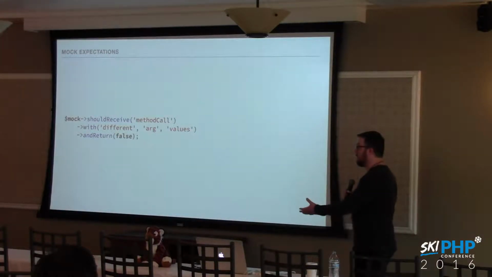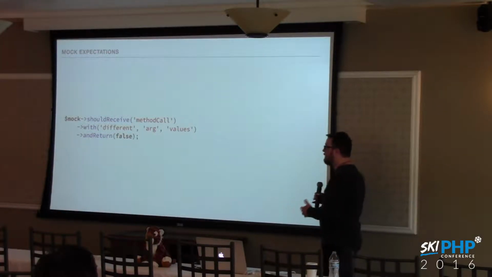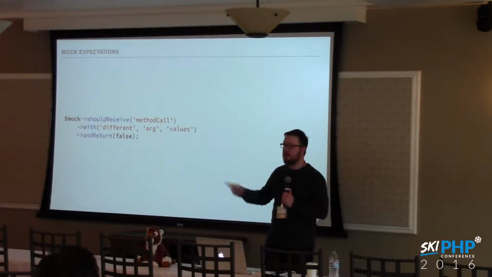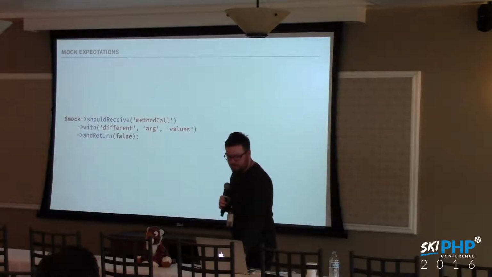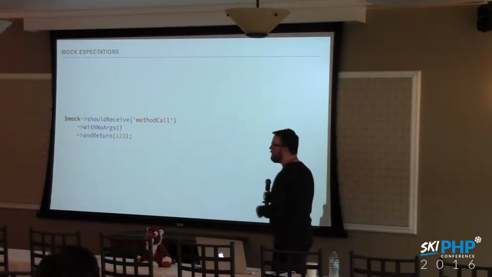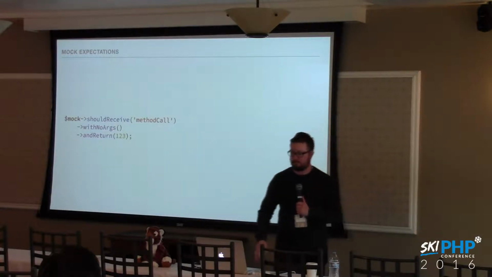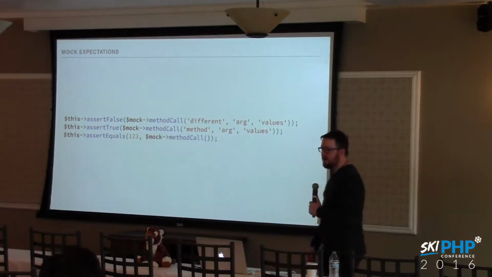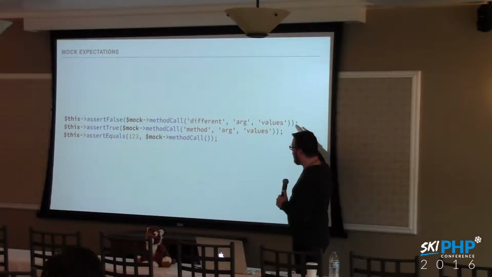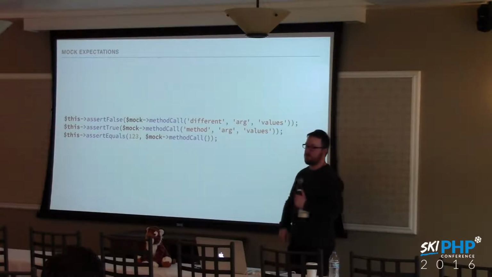Here's the same method call, maybe in the same test, with different argument values. If it receives these 3, it should return false. And then the same exact method call again, with no arguments, will return 1, 2, 3. This is what that looks like in a test. So assertFalse: we're calling methodCall with these argument values, so it should return false. With these argument values, it should return true. And with these argument values, the same method call returns 1, 2, 3.